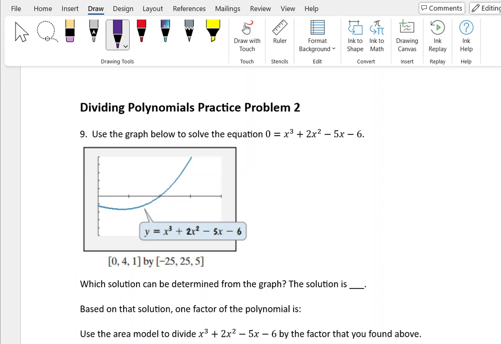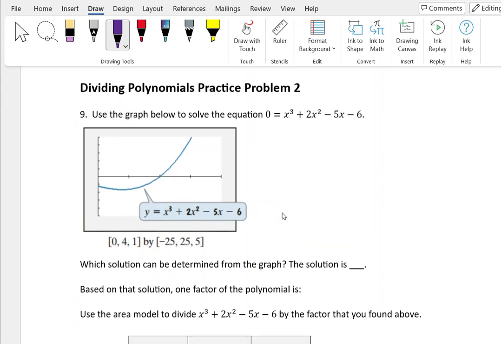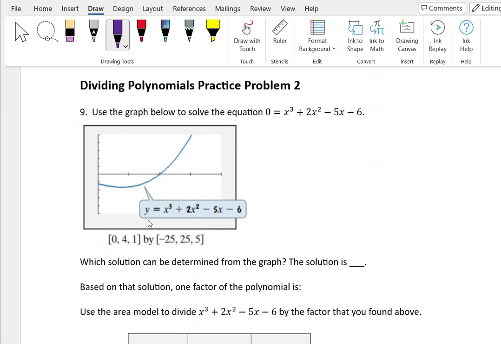In this video, we're going to do another dividing polynomials practice problem that's similar to a problem that you will see in my lab. So this problem is a little bit different because first they're giving us a graph. So here's the graph of the equation y equals x to the third plus 2x squared minus 5x minus 6. And in the graph, they're showing us one of the zeros or x-intercepts of the graph. And this x-intercept, we can see that it is at 2.